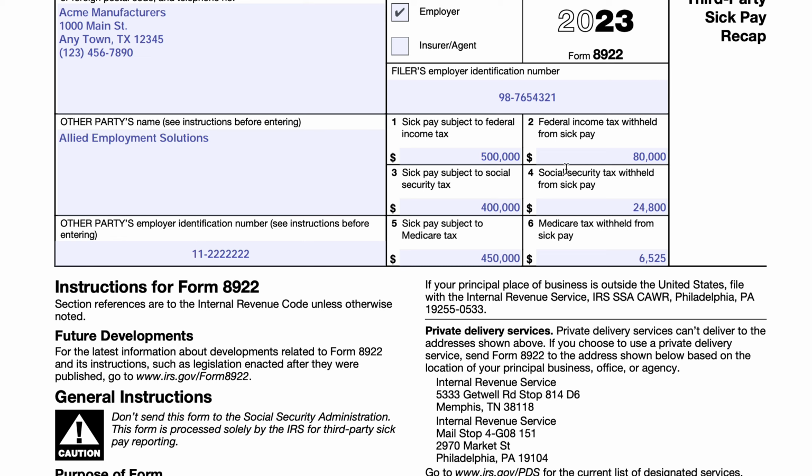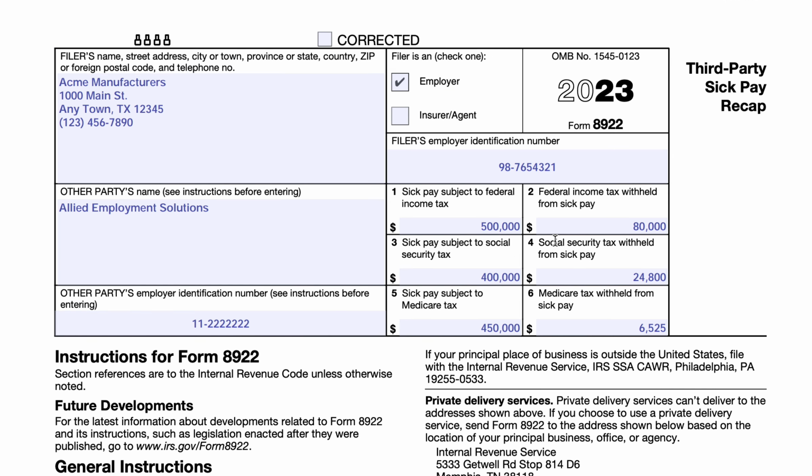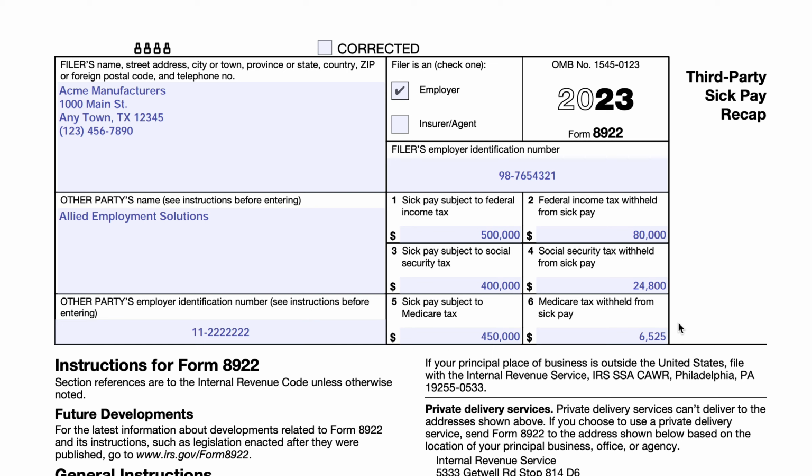So from that, you basically have Social Security tax that you withheld. I put in the 6.2% that would be automatically calculated for Social Security wages. Box 5 could be a different amount because that's sick pay subject to Medicare tax, which also includes additional Medicare tax. So for this example, we put in $450,000, and then we multiplied that by the 1.45%. None of those wages were included in the additional Medicare tax.